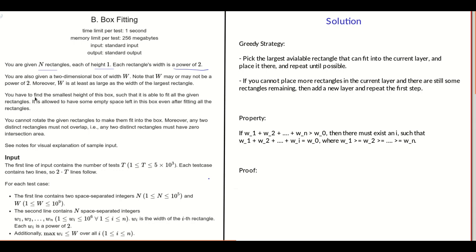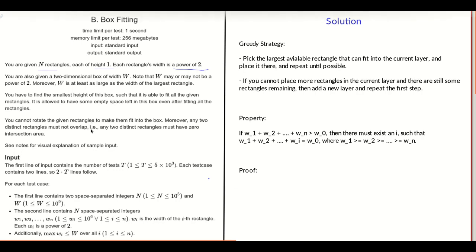Our task is to find the smallest height of this box such that it can fit all n given rectangles. It is allowed to have some empty space left in the box after we fill all the rectangles. Also, we cannot rotate the rectangles, and no two rectangles may have a positive intersection area, so they must not overlap. We will look at an example after we discuss the input.